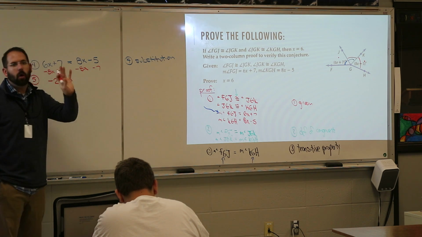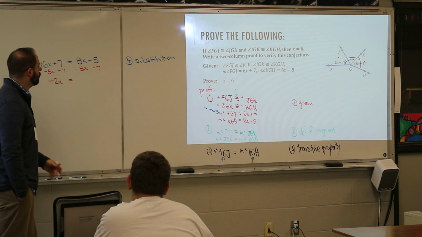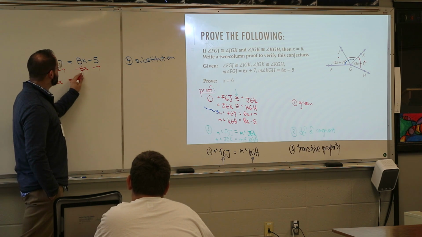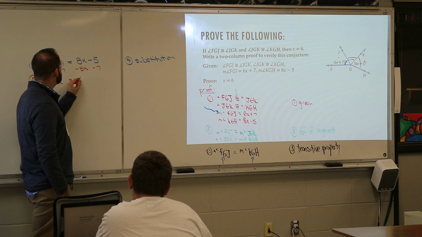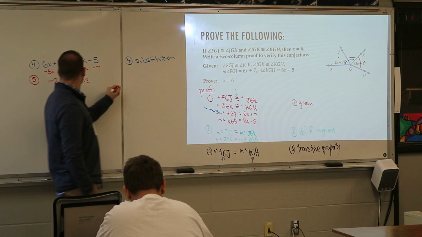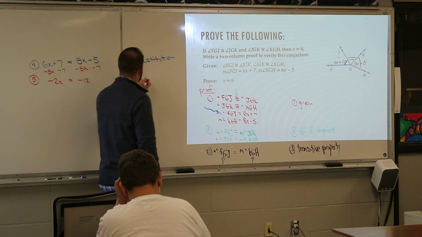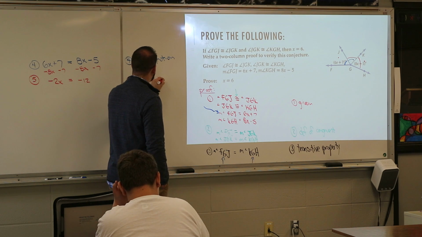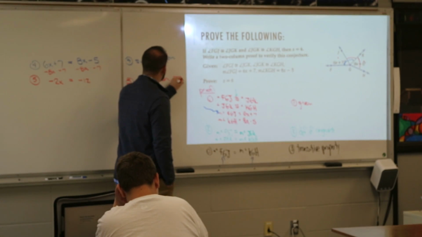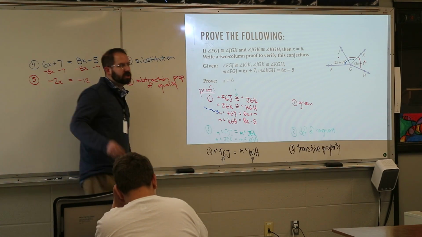This is the stuff that you guys always want to do. You want to do your shortcuts, and now I'm allowing you to do that when we get to a geometry proof. 8x minus 8x is gone. Negative 5 minus 7 more. Negative 12. So what I just did there on line number 5 is I just did the subtraction property of equality, because I did the same step to both sides. Prop of equality.